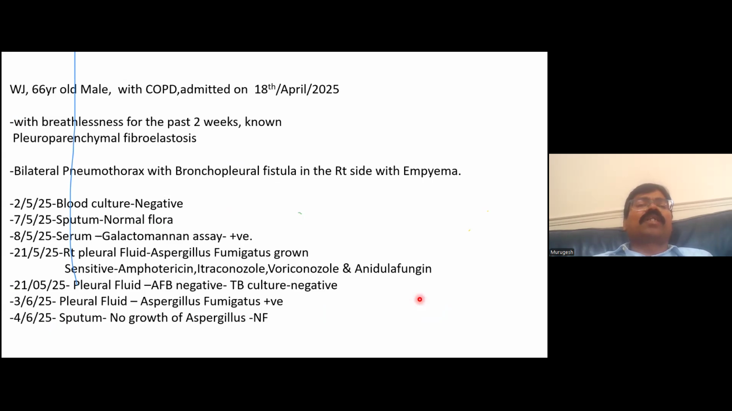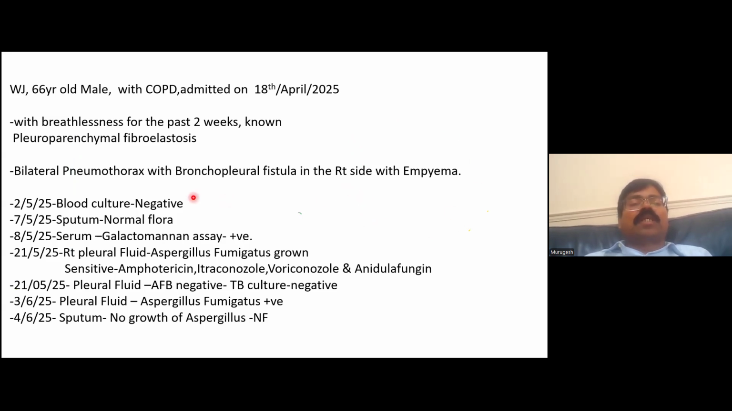And this is the example I took. We had this patient, a 66-year-old male, admitted in April, who came in with breathlessness for the past 2 weeks. He was previously diagnosed with chronic lung disease, pleuroparenchymal fibroelastosis, and he had bilateral pneumothorax. He had drains bilaterally as well. The left side all settled and dried up, but the right side continued draining. And as you can see here, he had an empyema on the right side.